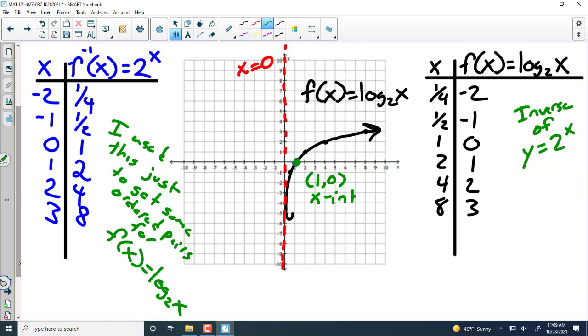All right, class, what do you think about that? What did I just show you? I showed you how to use an exponential to get some ordered pairs on a logarithm. That's what this was. I think I'll write that.